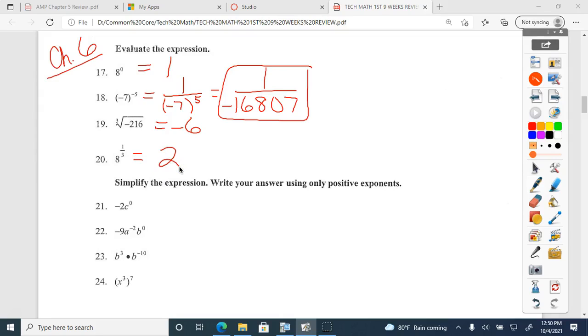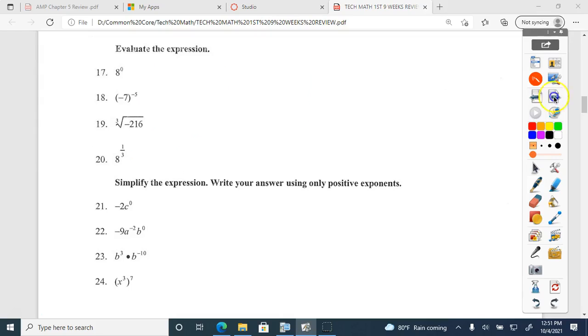Is the 1/3 power the cube root? Yes. Okay. Remember, 19 and 20, they're asking you the same thing. They're just giving you different ways of saying it. This is the cube root. The 1/3 power is also a cube root. All right. Everybody good? All right.